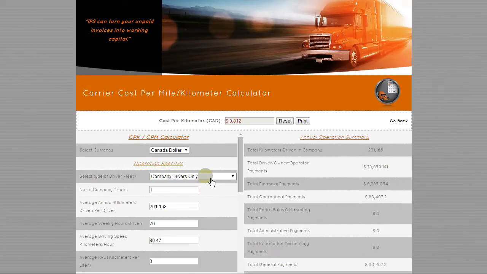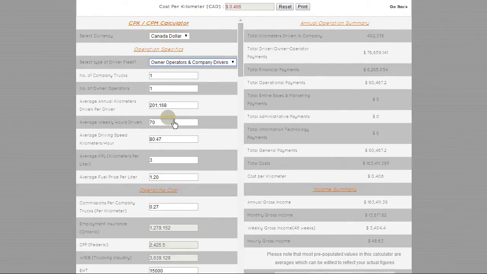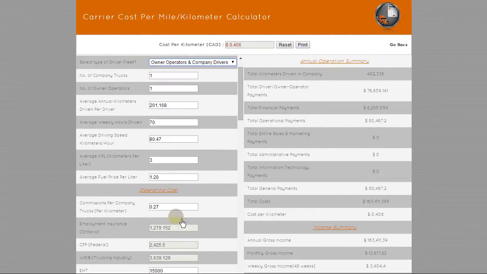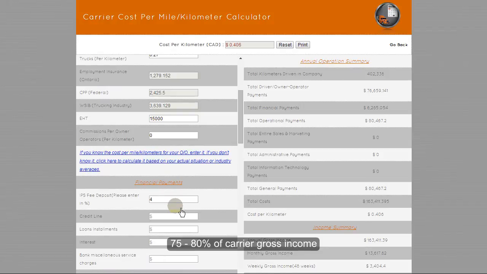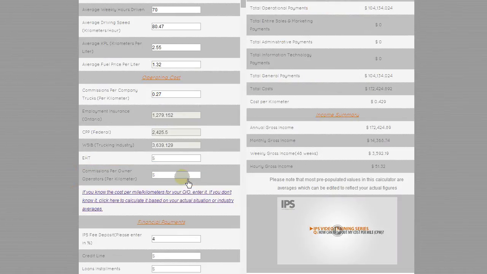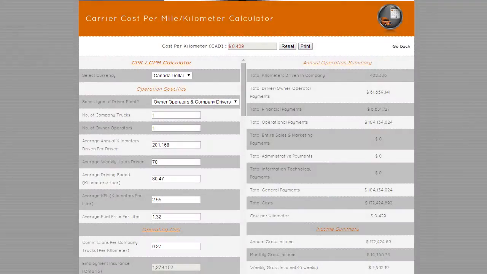If your driver fleet consists of owner-operators only, or a combination of owner-operators and company drivers, we allow you to find the cost per mile that the owner-operator needs to be paid. This is probably your largest cost, typically between 75% and 80% of the gross income of most carriers. And based on this figure, we allow you to see how much you need to charge your client on top of what you need to pay the owner-operator. This way, you can ensure that you are covering all of your overhead and turning a profit.